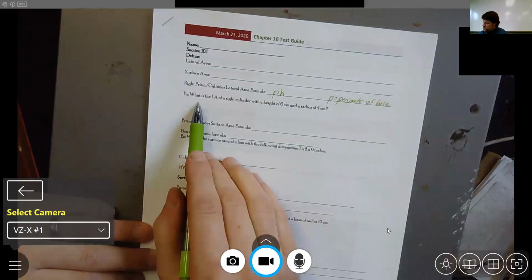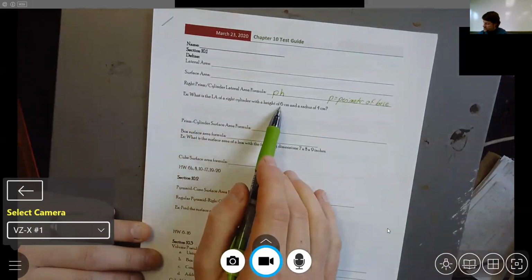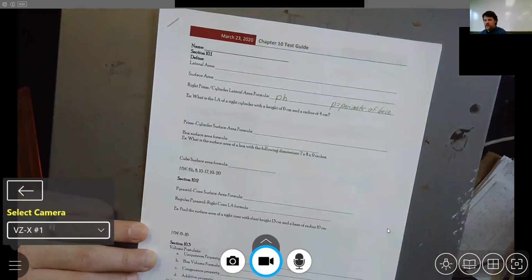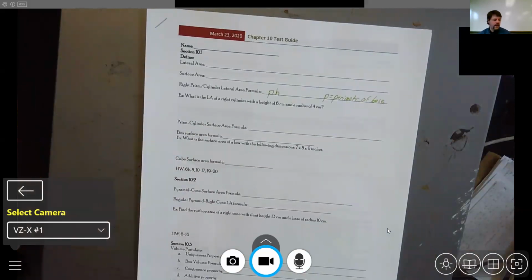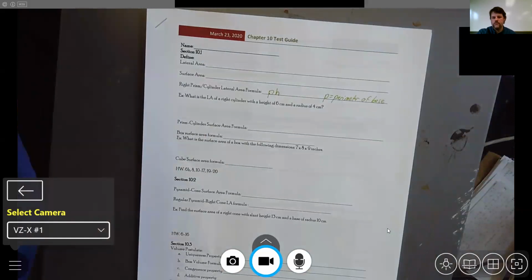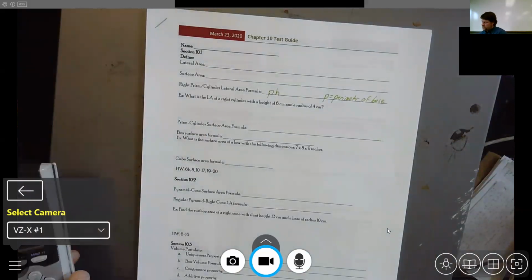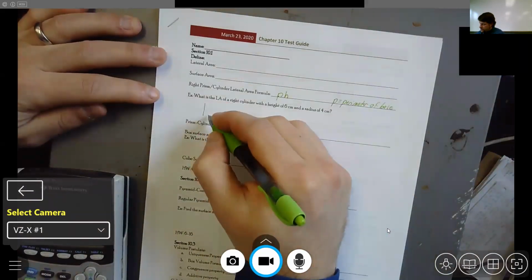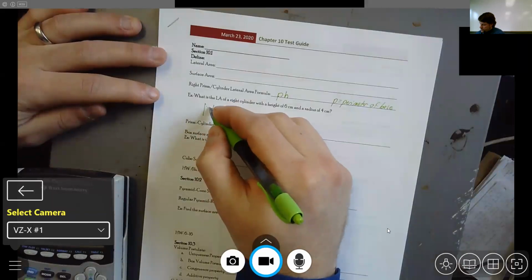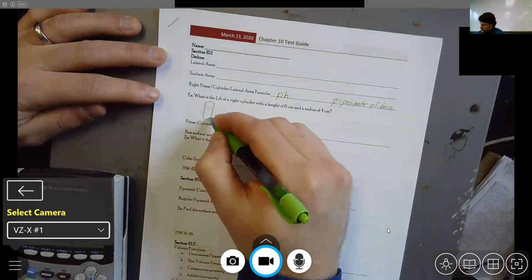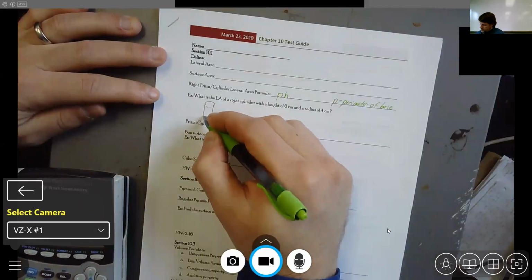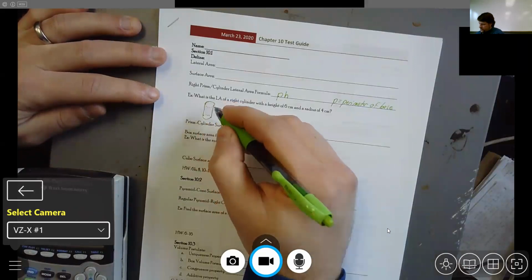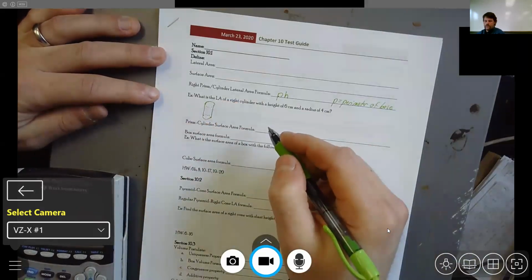So here it says, what is the lateral area of a right cylinder with a height of 6 and a radius of 4? You can pause the video a second if you want to try it yourself. I recommend that. So first of all, for a cylinder, you can get my really terrible drawings again here. Cylinder. This is supposed to be the front. Like I said, bad drawing.